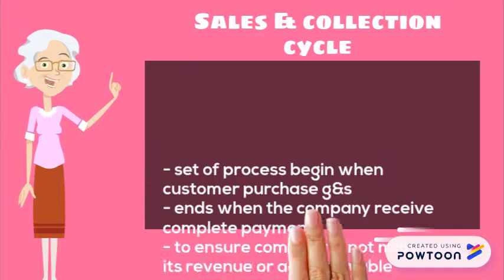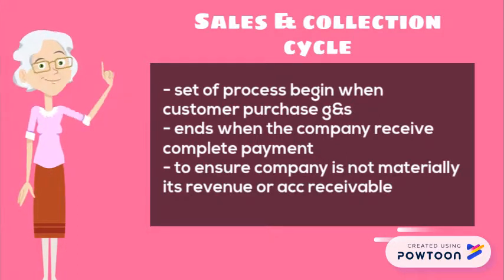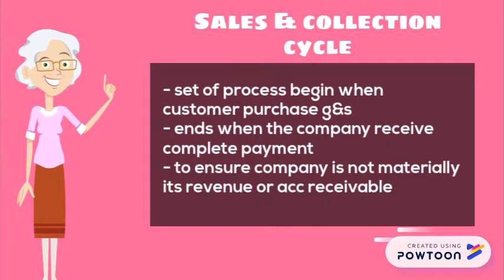For sales and collection cycle, the process begins when the customer purchases goods and services, and ends when the company receives complete payment. The objective is to ensure the company is not materially misstating its revenue or accounts receivable.